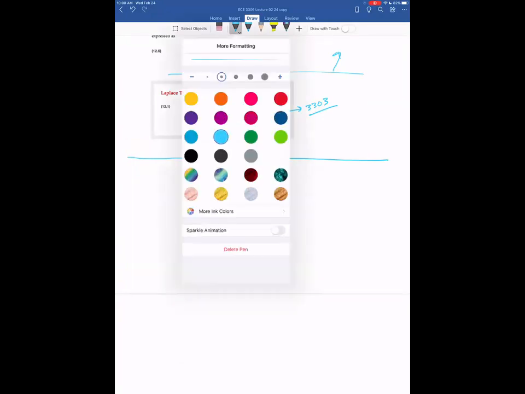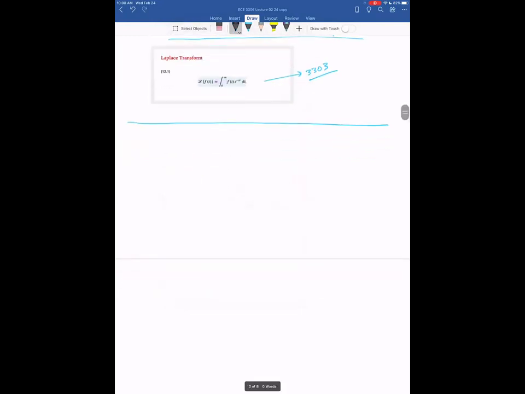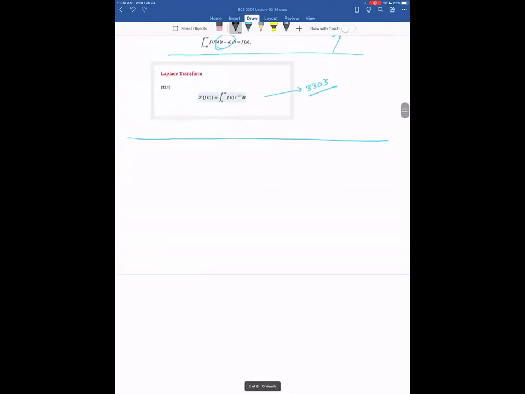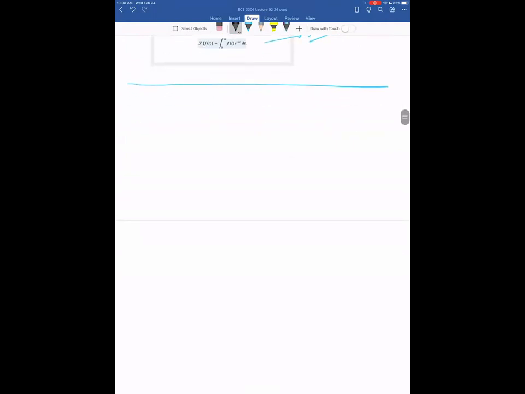Change to a darker colored pencil or pen, and we'll just get started with some examples. So as written up here, the Laplace transform, the transform of f of t is going to take you from the time domain to the frequency, to the complex frequency domain. S is defined as a complex frequency. It is sigma plus j omega.